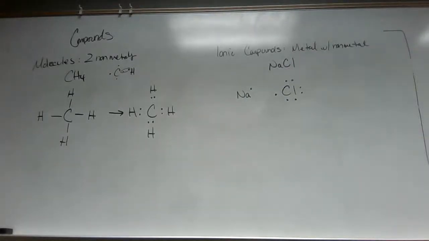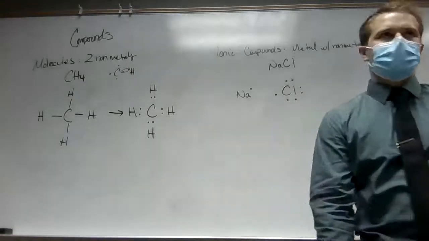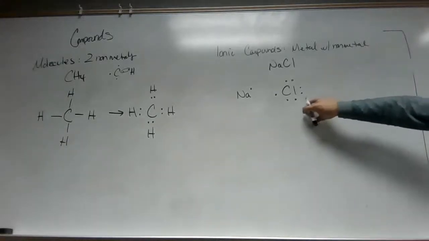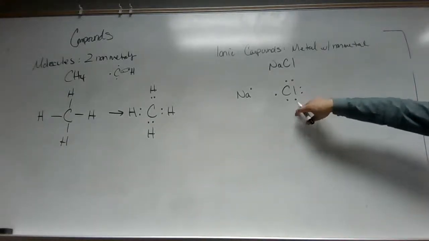We know that sodium is a metal and chlorine is a nonmetal. So, we have a metal and a nonmetal. We know we're dealing with an ionic compound. Chlorine is really, really close to having 8, so it really wants this electron.